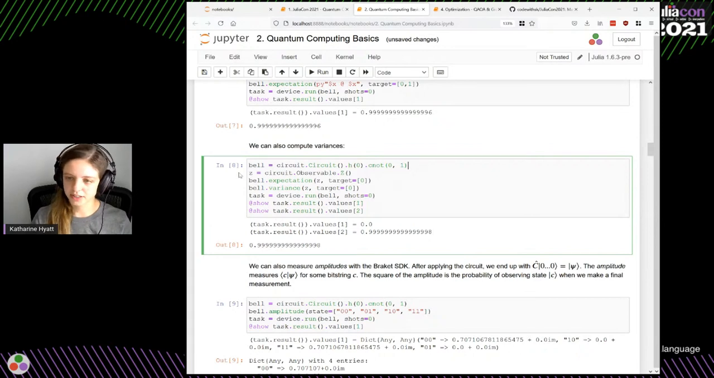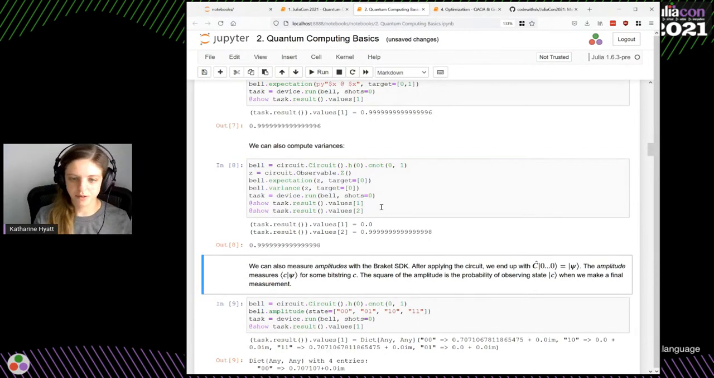Again, we construct a Bell circuit. Now we're going to use a different observable, Z. So here we're going to apply a Z gate on the first qubit. We want to measure the mean we should see after doing many measurements on it, and we'd also like to know the variance. And so we run this circuit on our device in an exact form and then compute the output values.